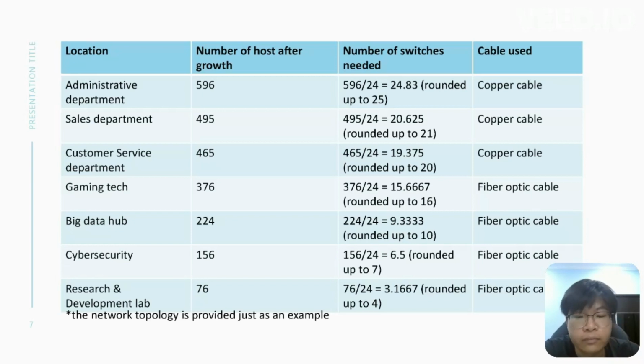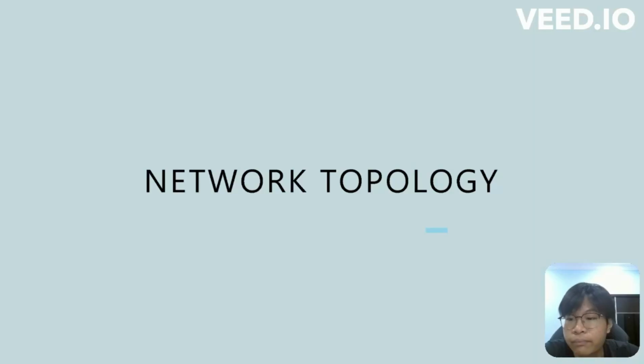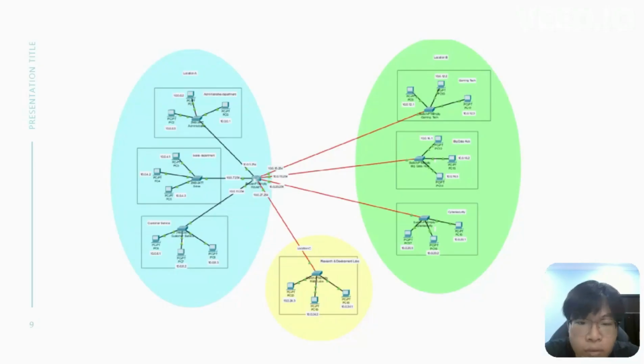I need to mention that we decided to put our router at location A, which means that the switches in location A connect to the router using copper cable. Then for the other locations, which are location B and location C, we are using fiber optic cable. Because the number of switches needed and the number of hosts is very huge, the network topology is provided just as an example. So this is our network topology.